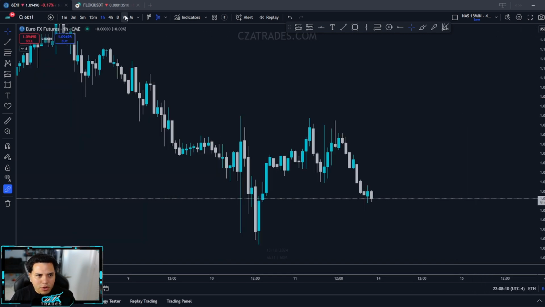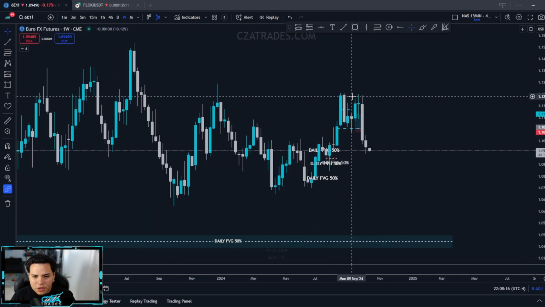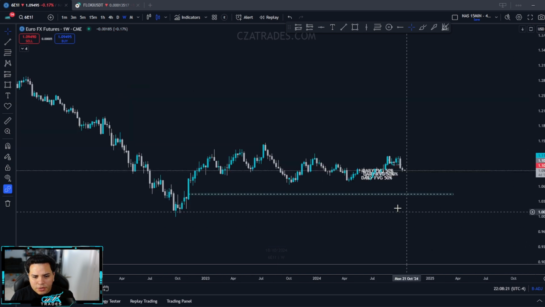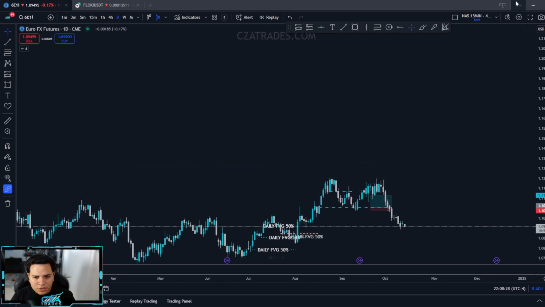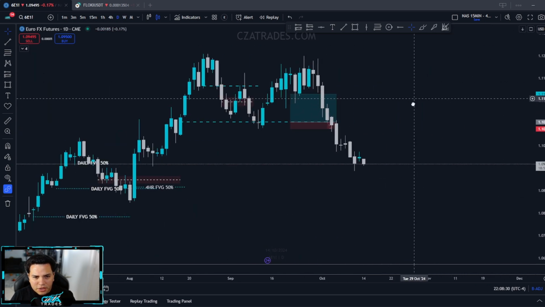Euro. How do we see Euro? Let's check out the weekly. Let me take a couple of these things out. And it's crazy because if you look on the weekly, it looks like it consolidates. So it's going to be a lot of liquidity hunts. Let's go down into the daily.